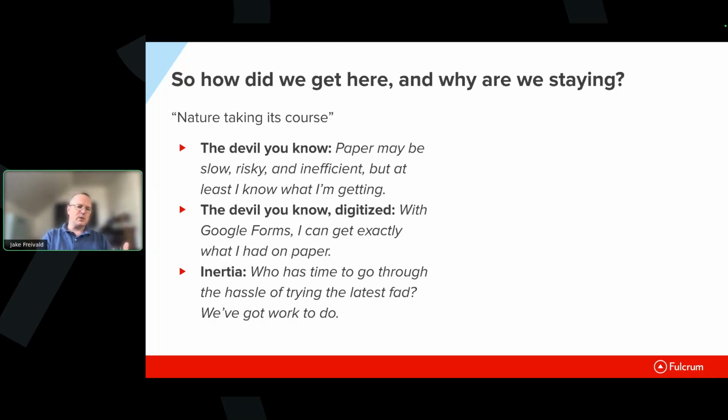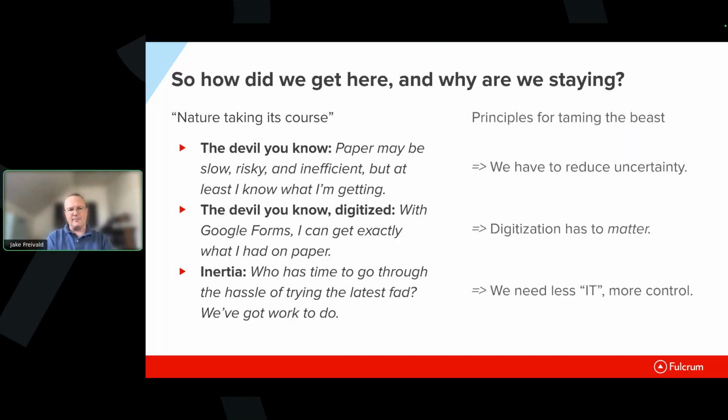I think these three things give us some ideas about what we should do to tame the beast, right? If nature taking its course gives us this, then the things that we need to do to actually get to a better place include, first, reducing that uncertainty. So you know what you get. You can see the process to get from inefficient and risky paper to something that's more digitized, and by doing that, you reduce that uncertainty.